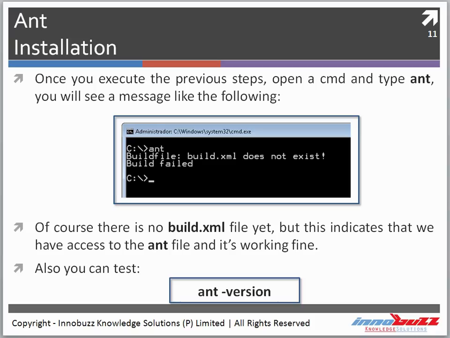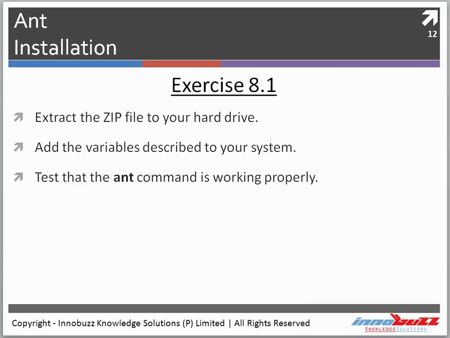After you have followed the previous steps, open a command line and type ant. If you configured everything properly, you will see a message like the one shown on the slide. Of course, the message is an error, but it's just because there is no build.xml file in the same directory, which is fine for now. Continue with the following exercise.